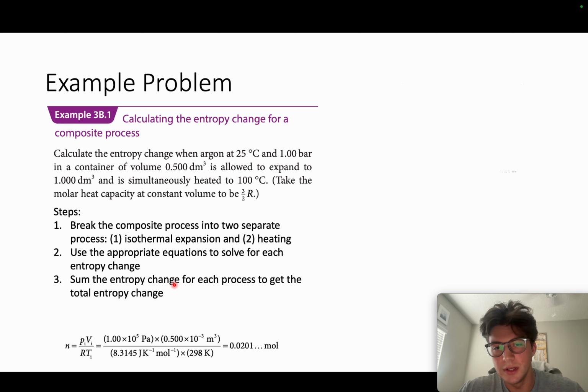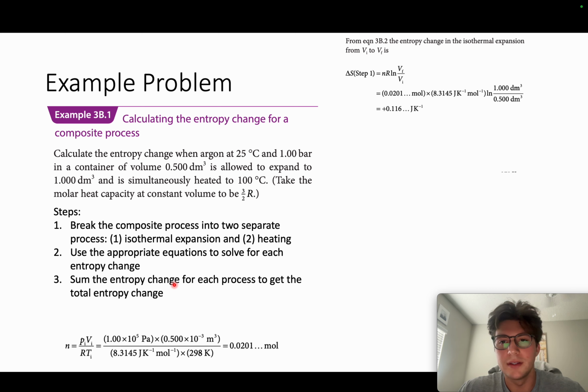The first thing we need to do is, because the equations that we know need the amount of moles in them, calculate the amount of moles of this gas using the ideal gas equation. Given the pressure, the volume, and the temperature, we're able to find the amount of moles. We do that first so we're able to use the equations. The first step, as we mentioned, is isothermal expansion. We calculate the entropy change of isothermal expansion using this equation, taking into account the initial and final volume, and plugging in the values given in the problem, we're able to calculate the entropy change for this step.